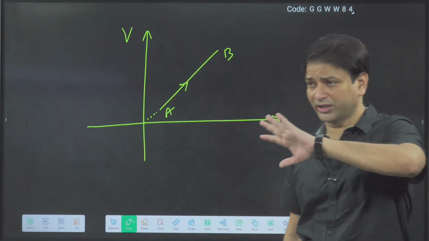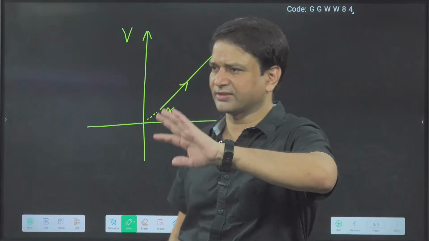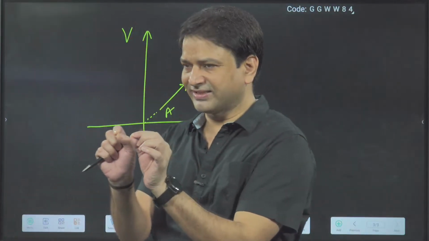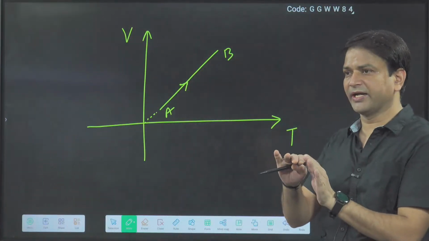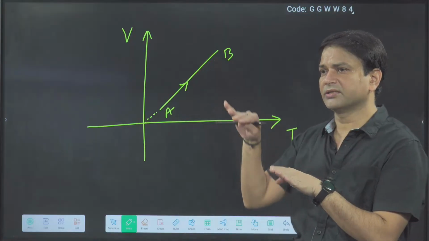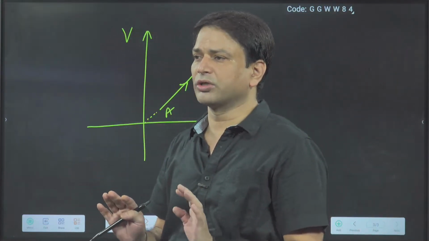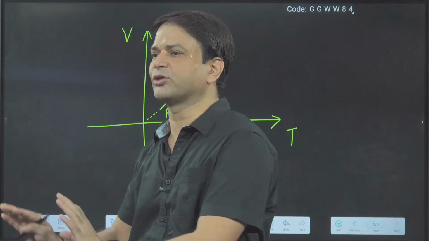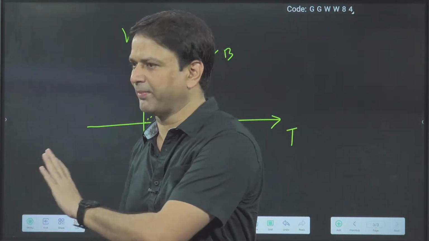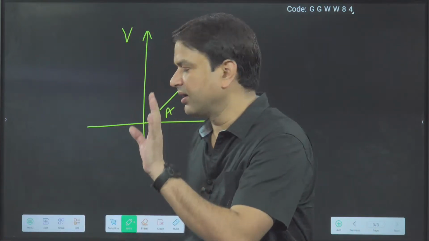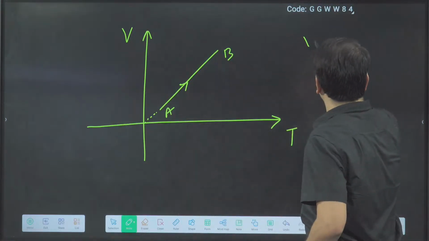Here I have not given a straight line perpendicular to the x-axis or y-axis. By seeing the graph you can see it is a straight line passing through the origin. When the line is passing through the origin, its equation is y is equal to mx. Now here y is equal to mx.